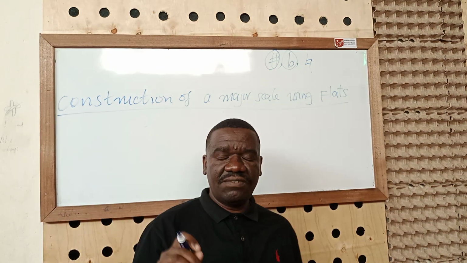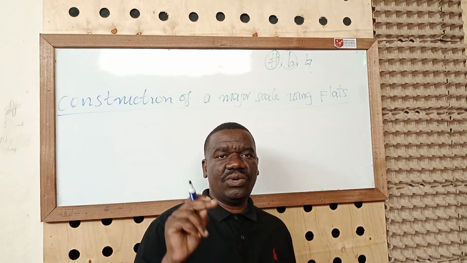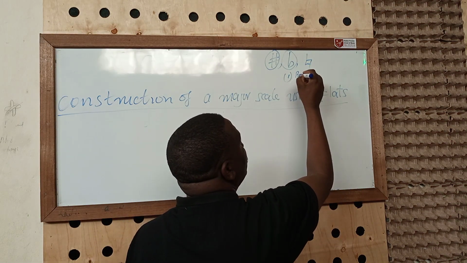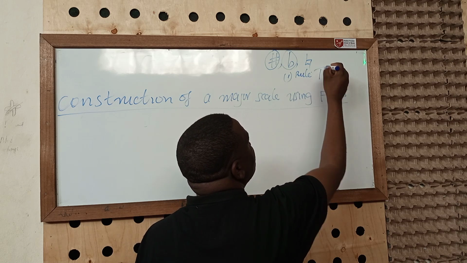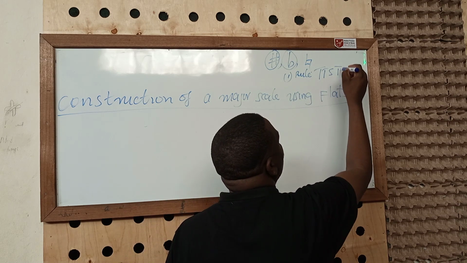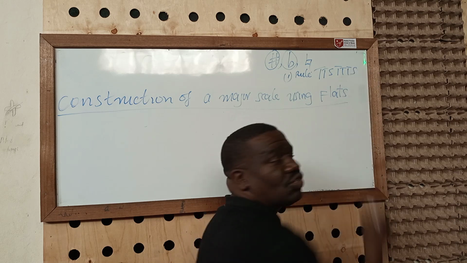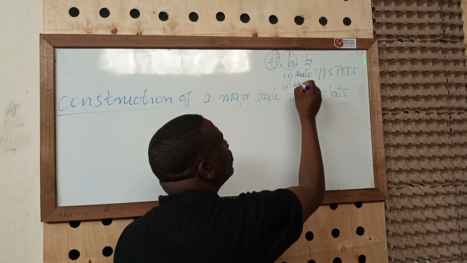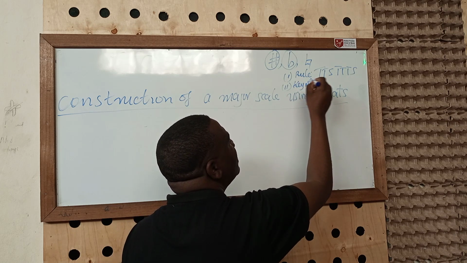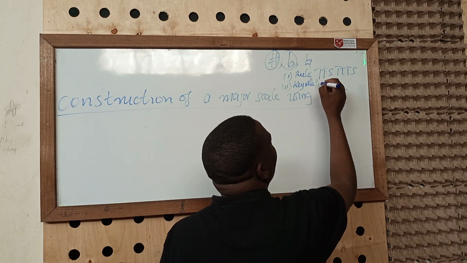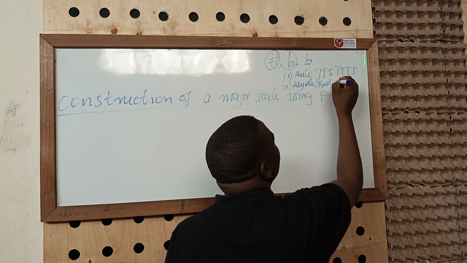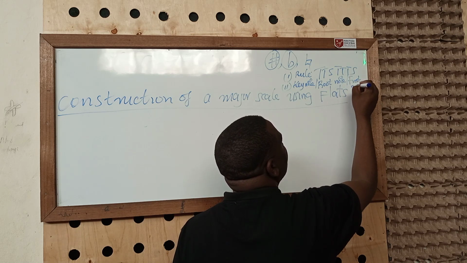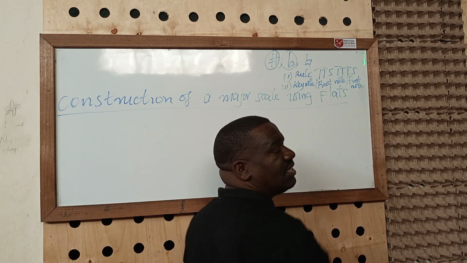So two things that you need to understand when you are constructing a major scale. One of them is the rule, which is tone, tone, semitone, tone, tone, tone, semitone. That is the rule. Number two is the key note, or the root note, or the first note. The first note in the scale.